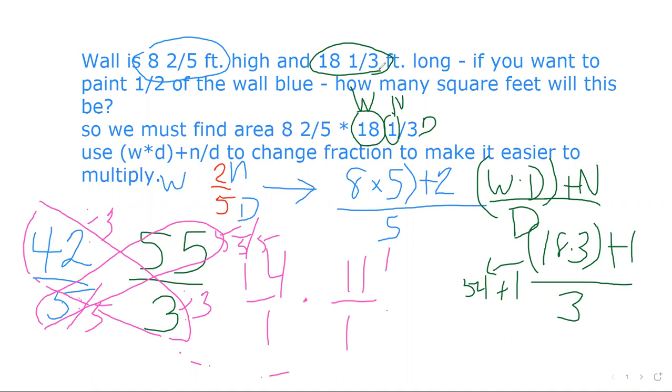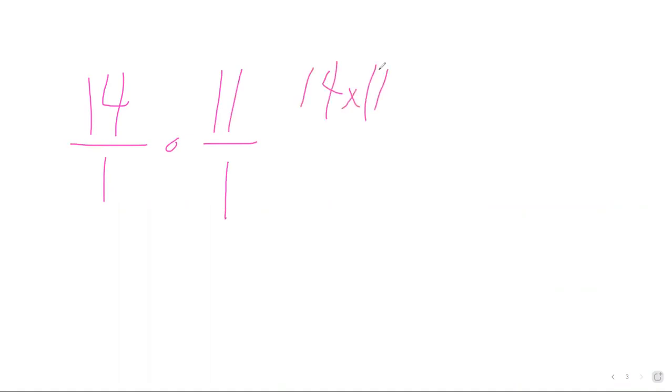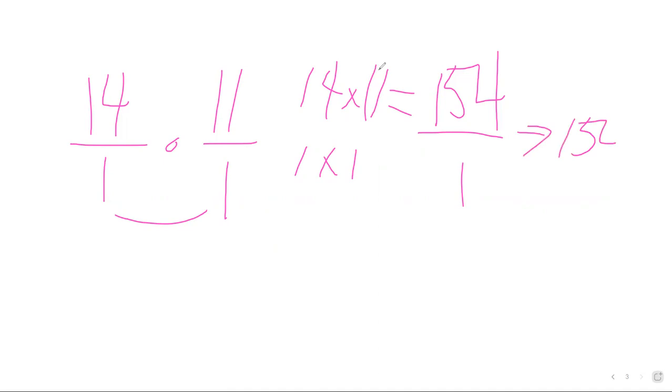Now I'm going to multiply going straight across. So I'm going to go 14 times 11. Let me just get an extra page here. Okay. So now I'm going to do 14 over 1 times 11 over 1. Well, 14 times 11, that is going to give me 154. And 1 times 1 gives me 1. So 154 over 1 is like just saying 154. So we have 154 square feet.